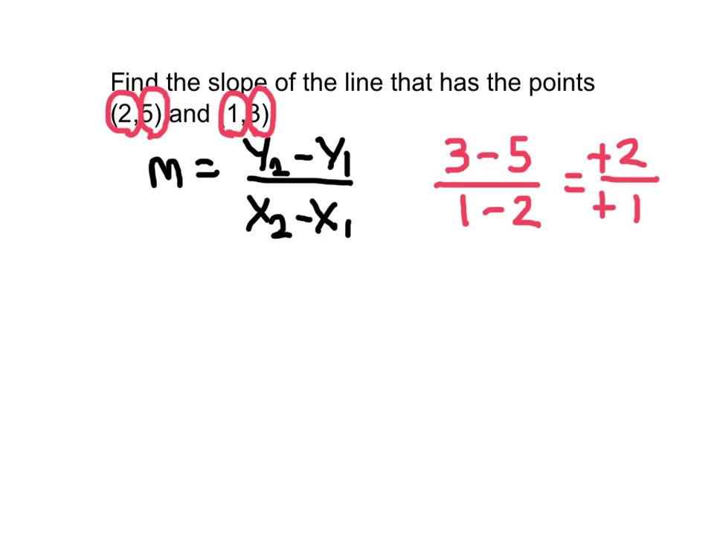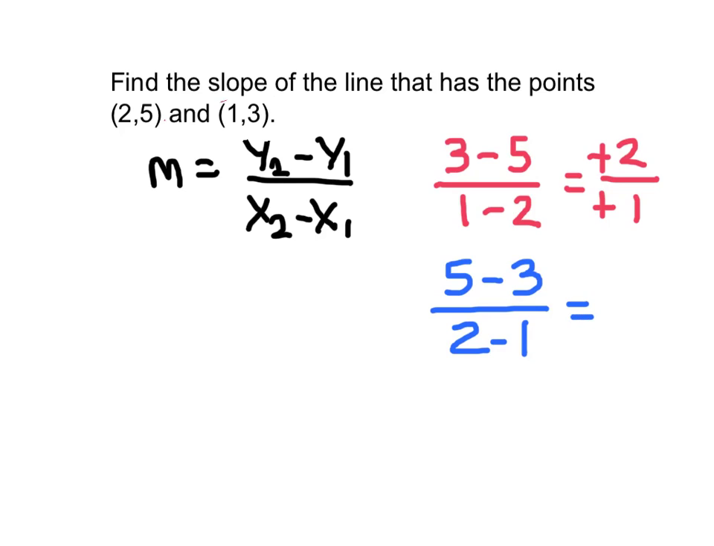But let's say we did it the other way. Let's say that we considered 1, 3 to be the first point and 2, 5 to be the second point. So let's say I did the y values 5 minus 3. All right, so then the x values are 2 minus 1. I'm still going to get the same answer. But notice that I was consistent in how I subtracted the y values and the x values.